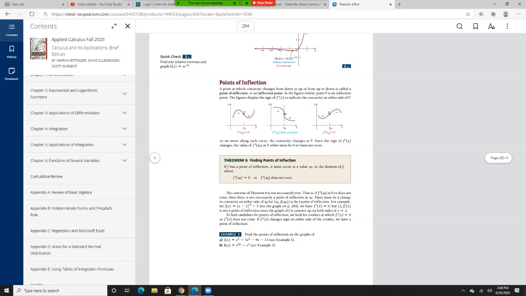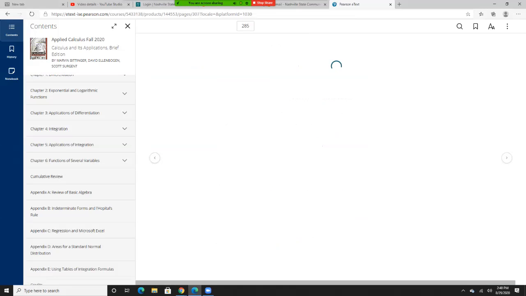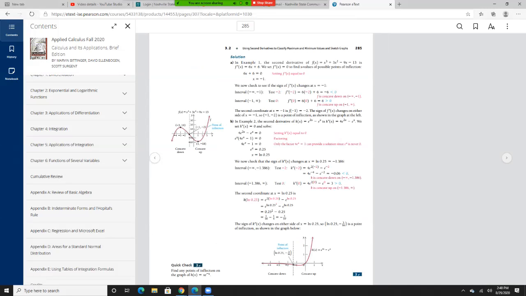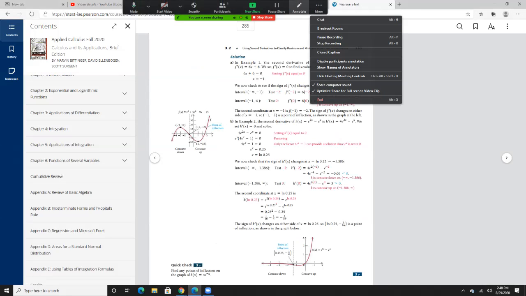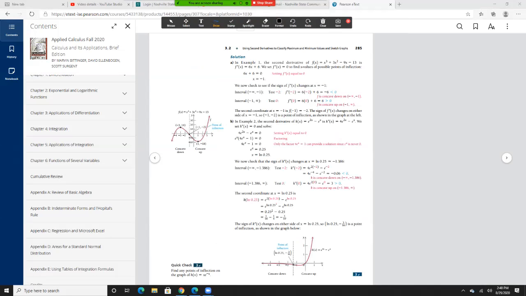So continuing with problem 3A, just to talk our way through this one. It says in example 1, the second derivative of x cubed plus 3x squared minus 9x minus 13 ends up being 6x plus 6. They did that earlier for us. And if you set the second derivative equal to 0, in this case, x is equal to -1. And if you plug -1 back into the equation, you will see that (-1, -2) is the point there.